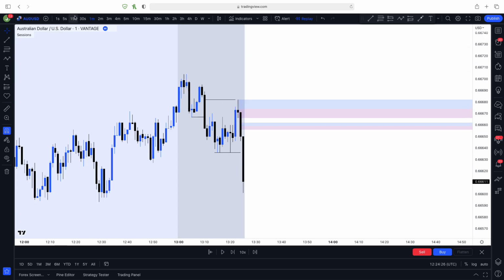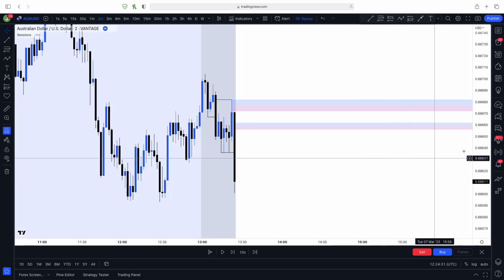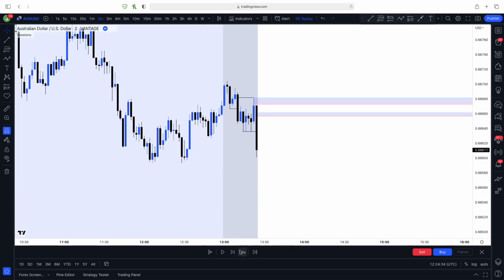So let's just move our second POI back up again, and then we'll go back to our base time frame. Cool, and continue to play.